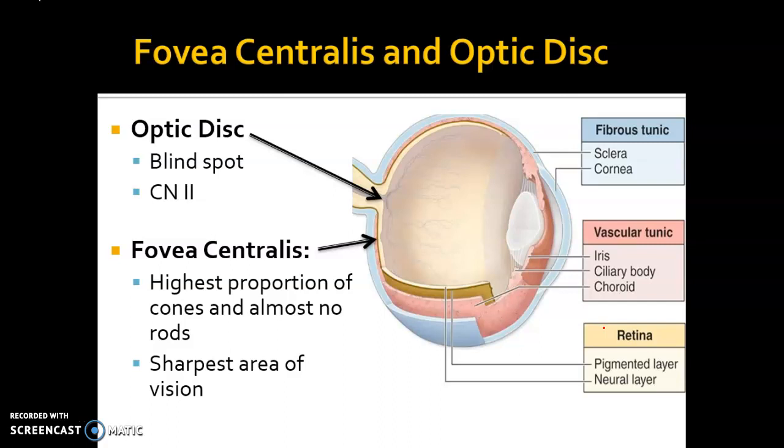Lateral to the optic disc, there is a depressed area, as you see here in the diagram, and that's called the fovea centralis. Within the fovea centralis, there is a space called the macula lutea. I talked about macula lutea on the hand-drawn diagram. The macula lutea within the fovea centralis has the highest proportion of cones and almost no rods, and that is the area of sharpest vision.